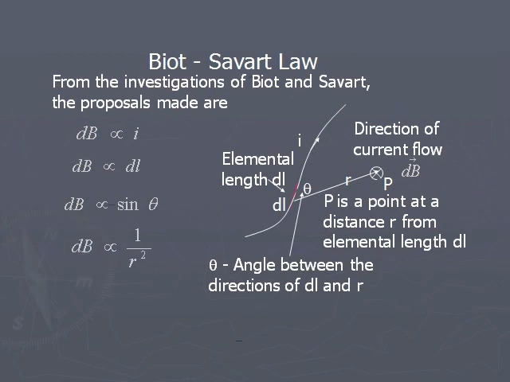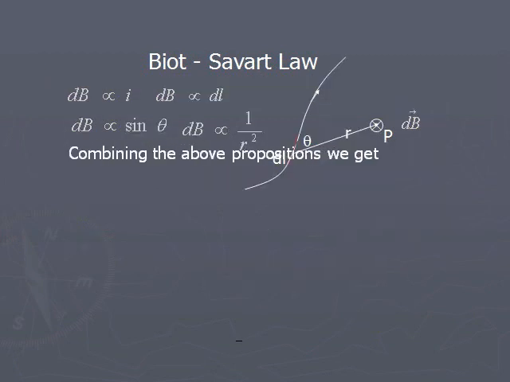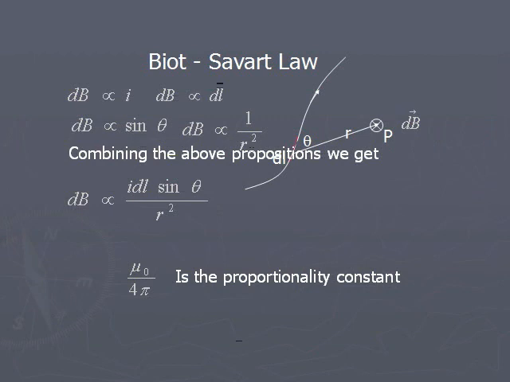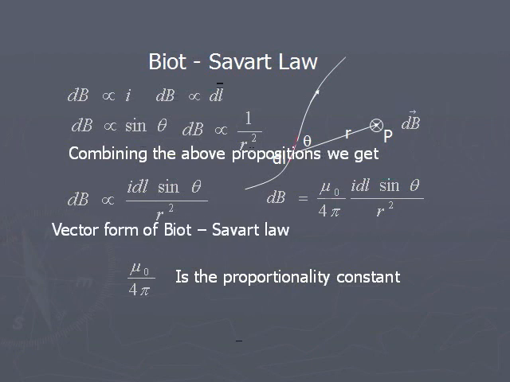Combining these four relations, we get dB is proportional to I dl sin theta by r square. The proportionality constant is taken as mu naught by 4 pi. Hence, the relation for dB becomes mu naught by 4 pi into I dl sin theta by r square.